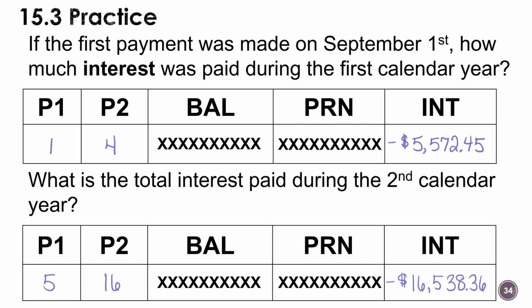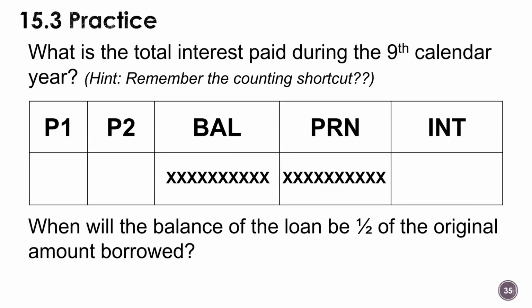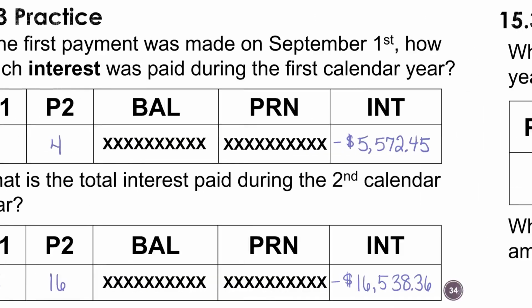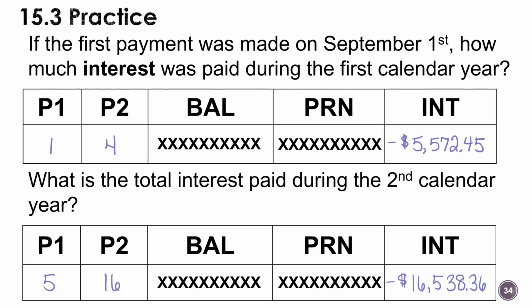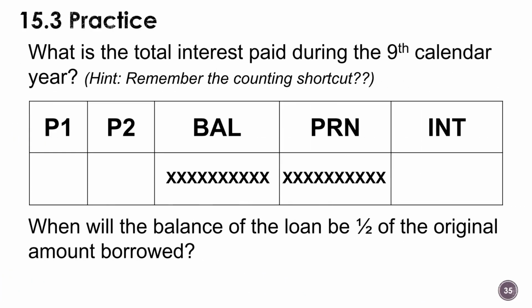All right, so that's calendar year 2. Right? It's based on the first calendar year. The only way we can get it right on the second one is to get the first one right. And then next, what is the total interest paid during the 9th calendar year? And hint, remember the counting shortcut. Okay, so the counting shortcut has to do with having the payments 5 and 16 in there, right? We already have this on our calculator, and that's year 2.